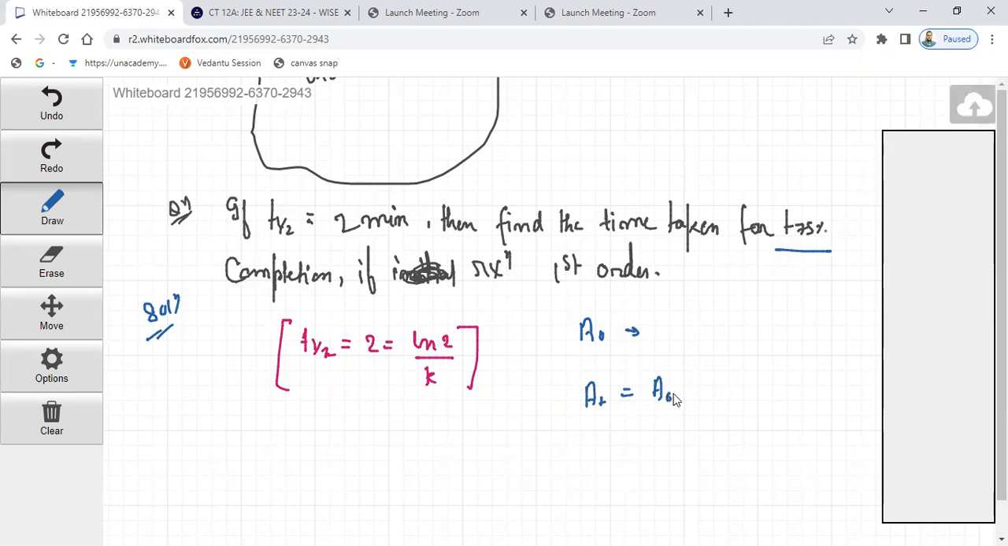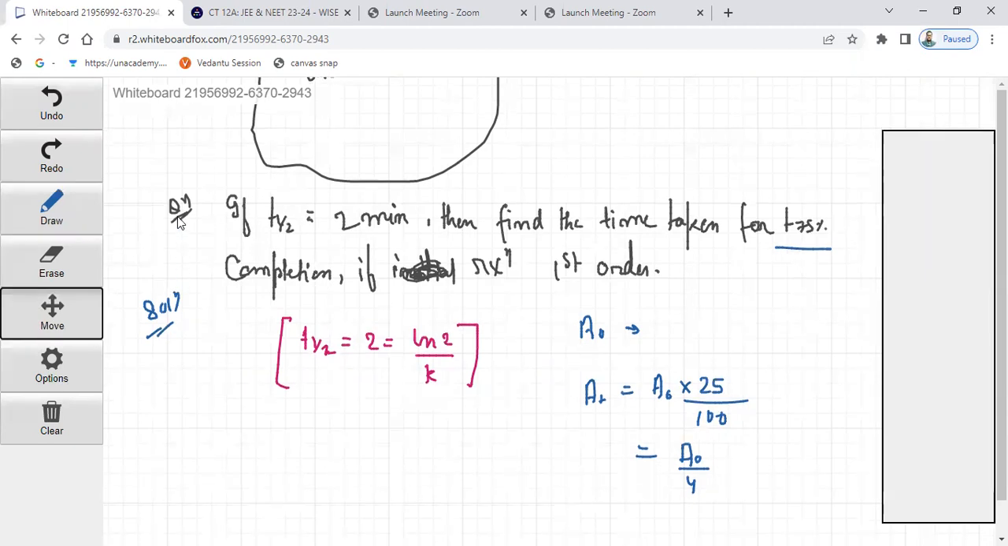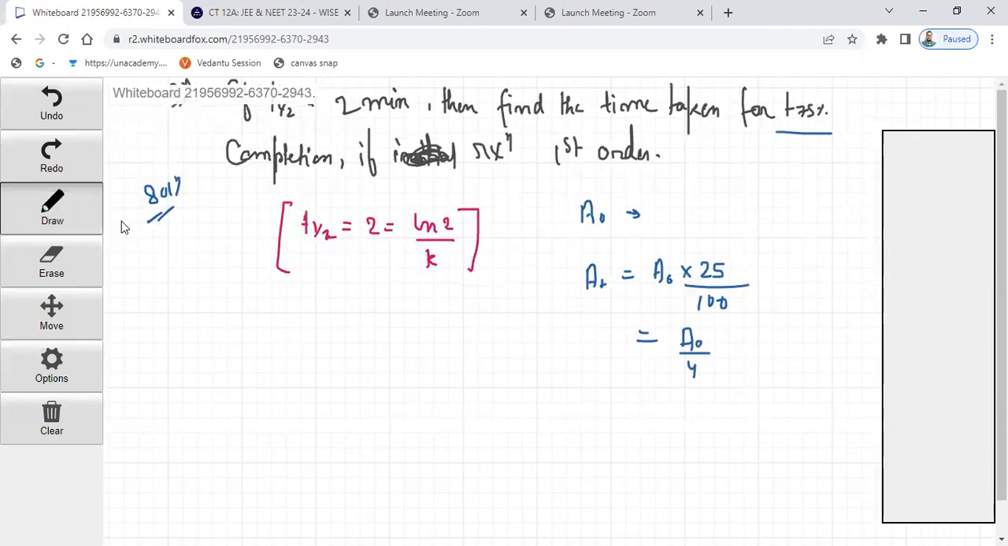If only 25% remains, we can write A naught into 25 divided by 100. This value gives the result A naught by 4. So the At value will be equal to A naught by 4. From here we get the result: ln of A naught by At is equal to k into t.